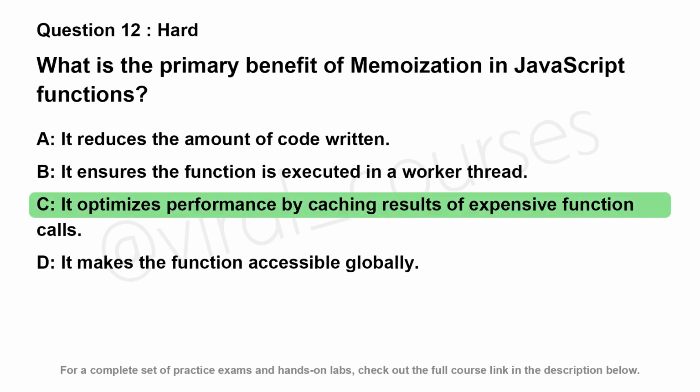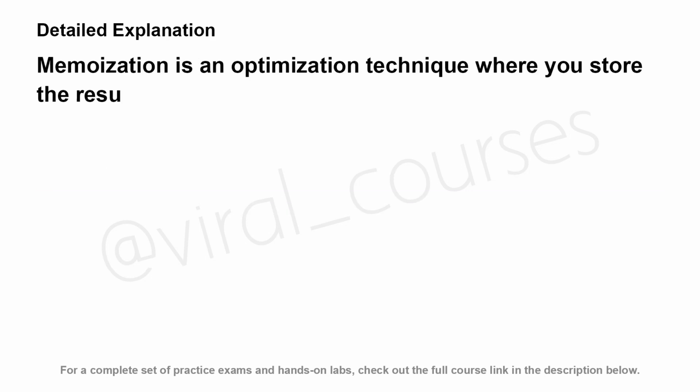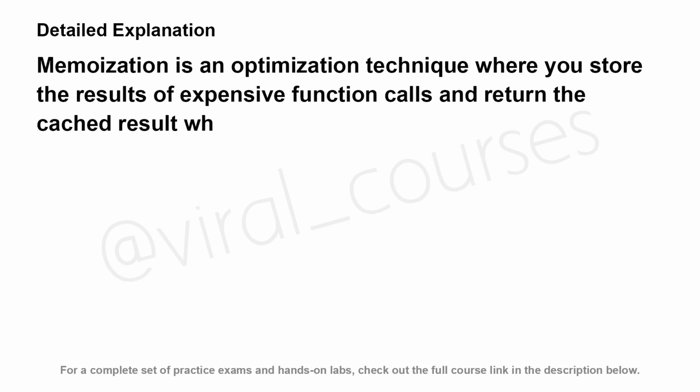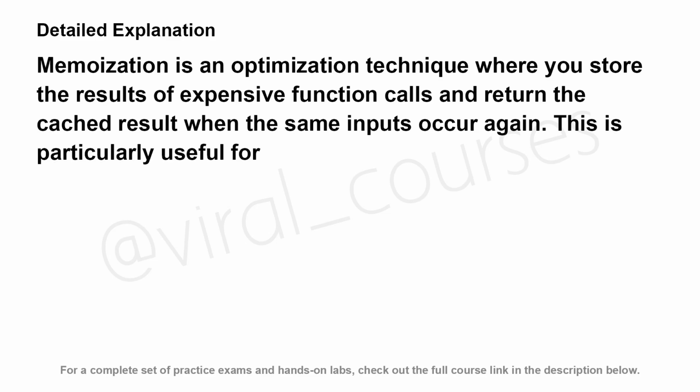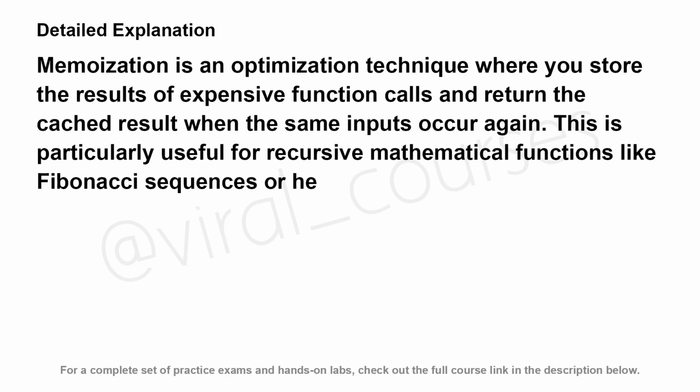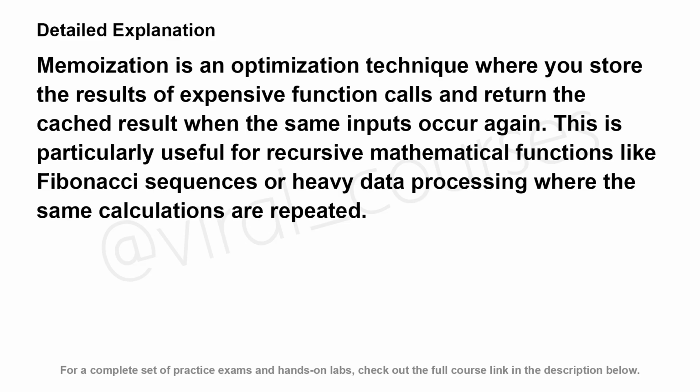The correct answer is C. Memoization is an optimization technique where you store the results of expensive function calls and return the cached result when the same inputs occur again. This is particularly useful for recursive mathematical functions like Fibonacci sequences or heavy data processing where the same calculations are repeated.